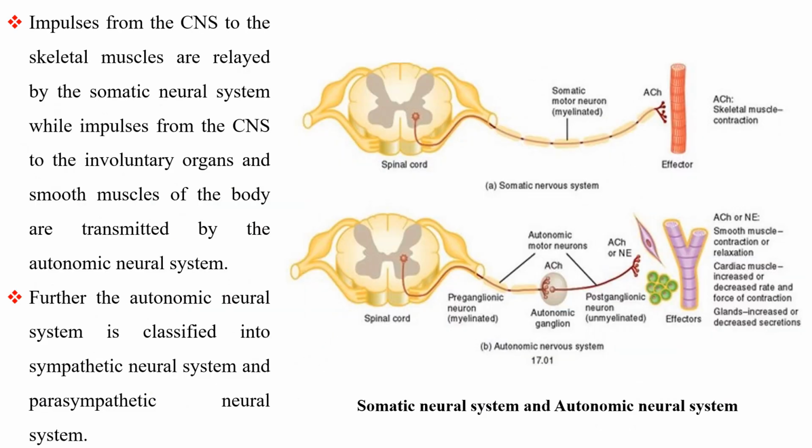Impulses from the CNS to the skeletal muscles are relayed by the somatic neural system, while impulses from the CNS to the involuntary organs and smooth muscles of the body are transmitted by the autonomic neural system. Further, the autonomic neural system is classified into sympathetic neural system and parasympathetic neural system.